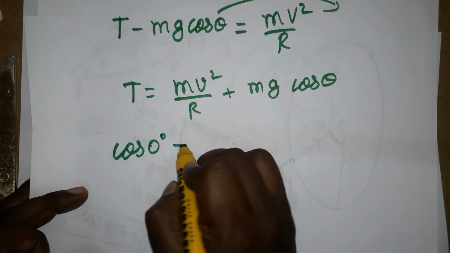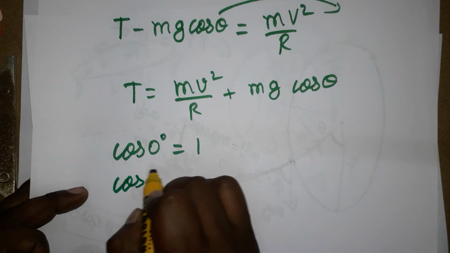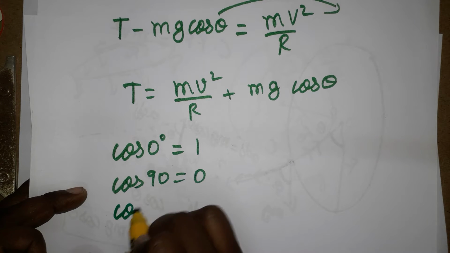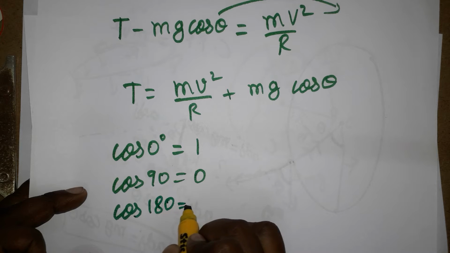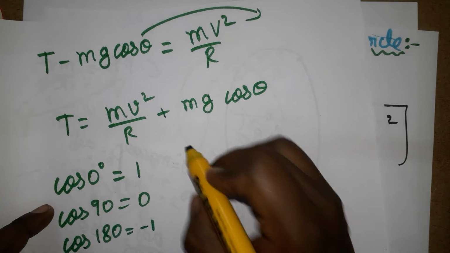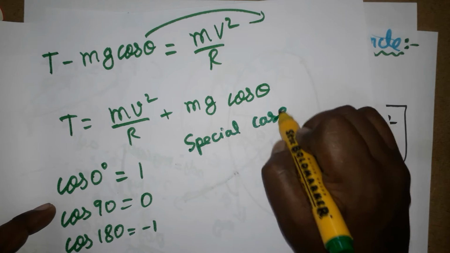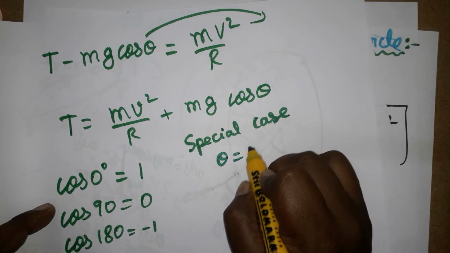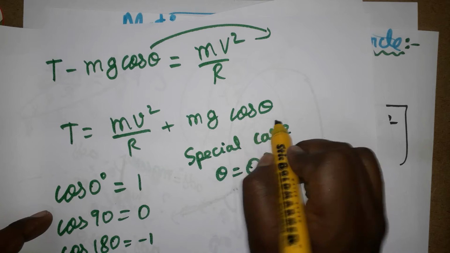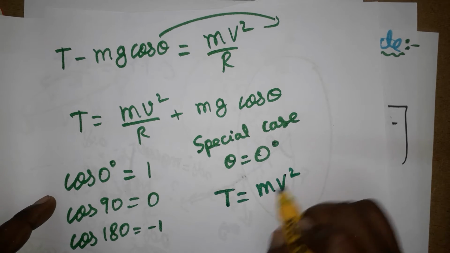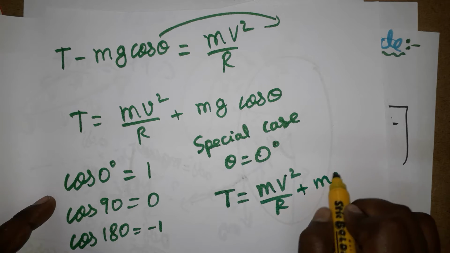Okay. We know cos 0 degree is going to be 1. Cos 90 degree is going to be 0. Cos 180 degree is going to be negative 1. We'll take it as a special case. Theta will be 0 degree. Cos 0 will be 1. So tension is equal to mv square divided by r plus mg.